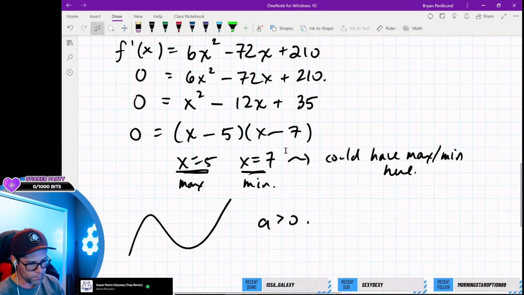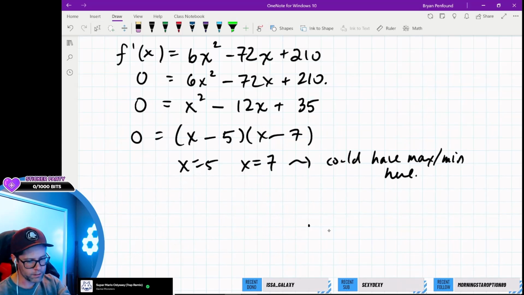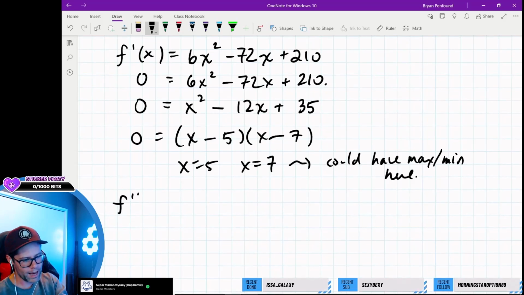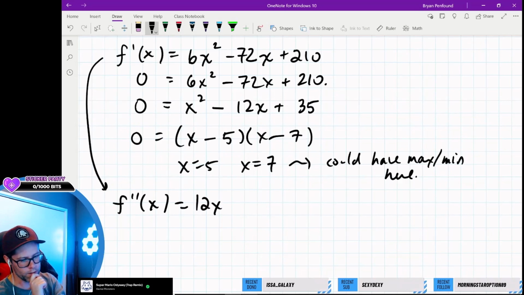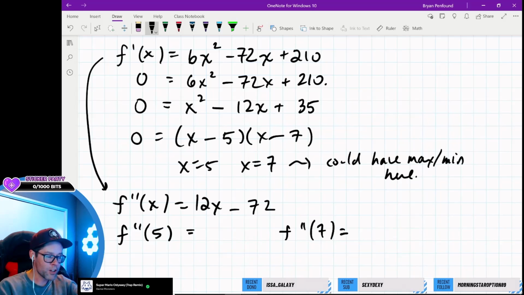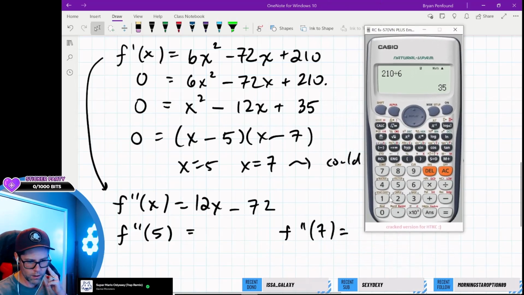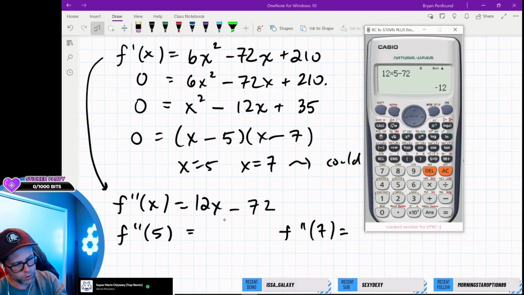But if you're unsure, and you don't really know what a generalized cubic looks like, you can take the derivative of the derivative, and that's going to give us some information about concavity. So if we take the derivative of our derivative, 6 times 2 is 12, and then we get a minus 72. Then we sub both of these x values into our second derivative. We should get information now about what's going on. All we really care about is the sign, but let's go ahead and evaluate these anyway. So at 5, we have 12 times 5 minus 72. That's going to be a negative number, right? So negative 12.